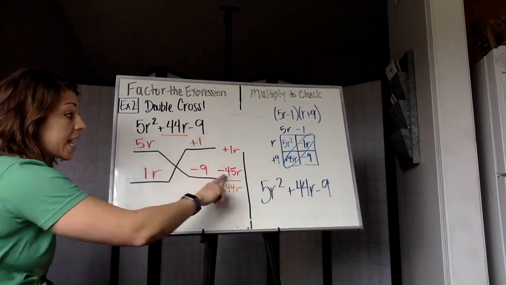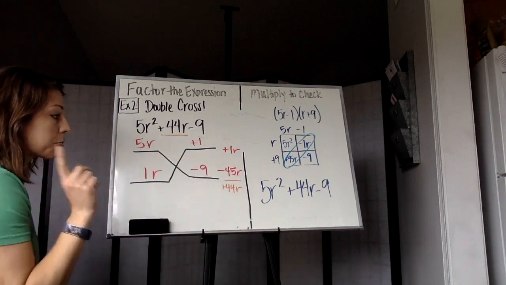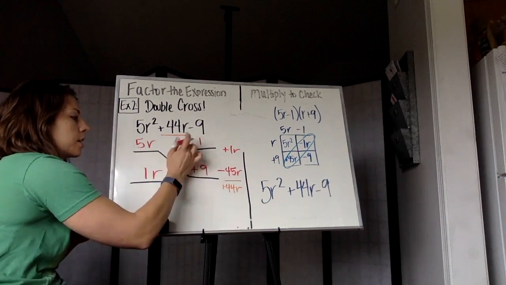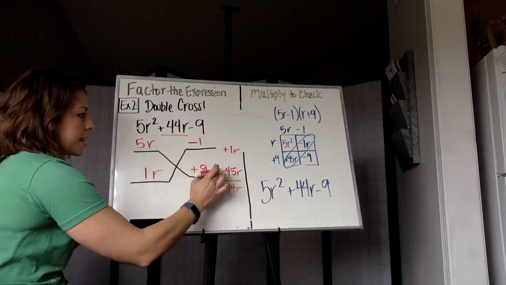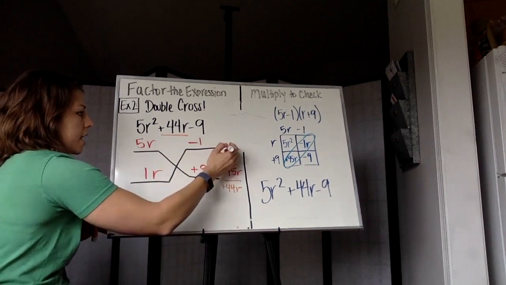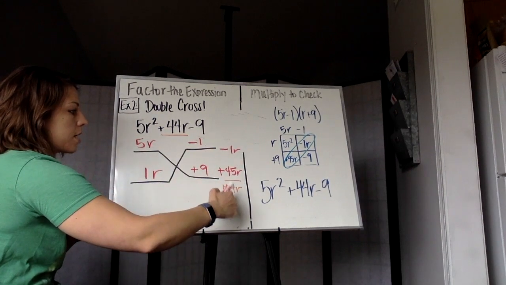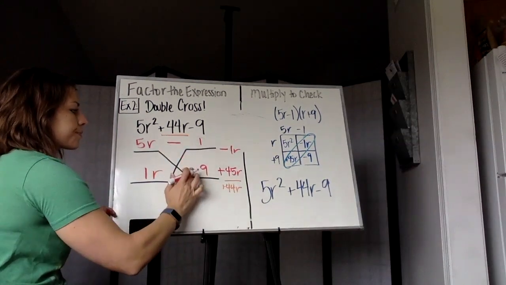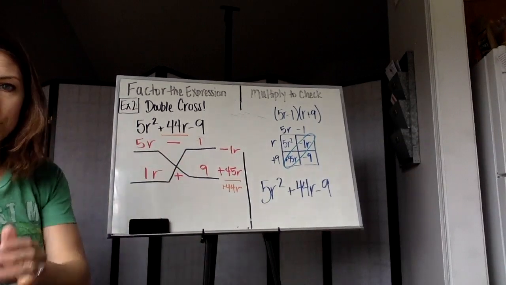No, they add up to negative 44r, because negative 45r plus 1r is negative 44r, which means I'm close. Whenever you're close, just try flipping it around. Let's make it a negative 1 and a positive 9. That would make this positive 45r and negative 1. Does negative 1r plus 45r equal positive 44r? Yes, it does. So this was a negative 1 and a positive 9, which means we found our two numbers.